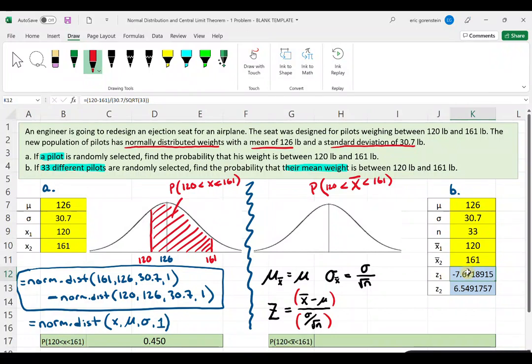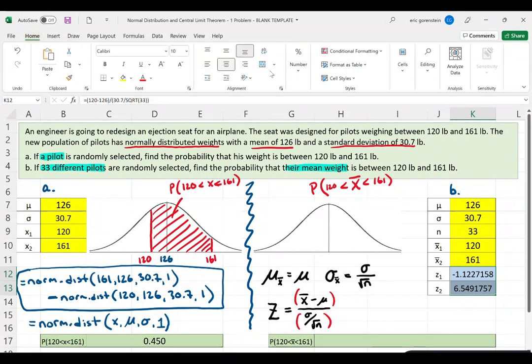Oops, my mistake. In that first z-score, I used the 161. If you look up here in the function bar, that 161 actually should have been a 126. So let's go back and make that adjustment. 120 minus 126. Yeah, that z-score seemed a little too far in the negative direction. All right, that sounds better. Okay, so now we have these two z-scores, and normally we have z-scores rounded to just a couple decimal places, so we could do that with a couple of clicks.